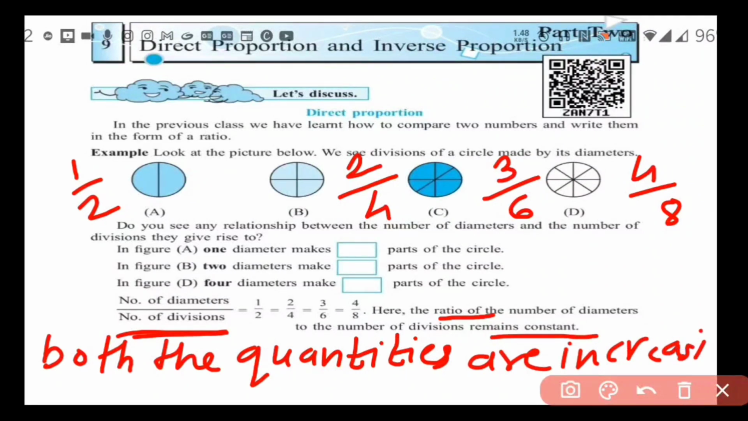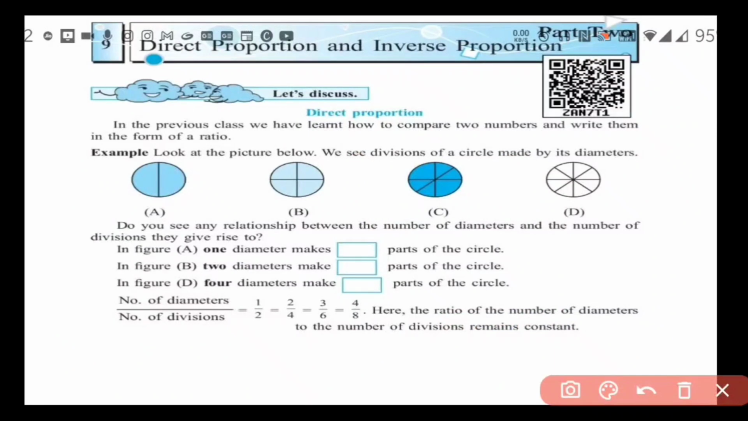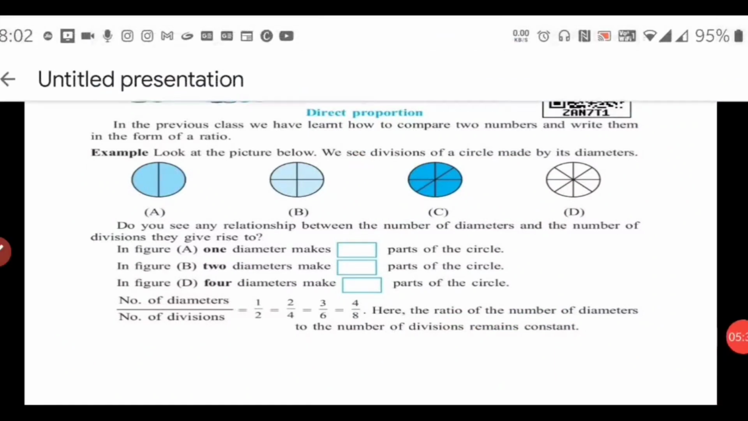There is an increase in both the quantities. Both the quantities are increasing and their ratio is constant. In such type of example, we can say there is a direct proportion. Let us see one more example.